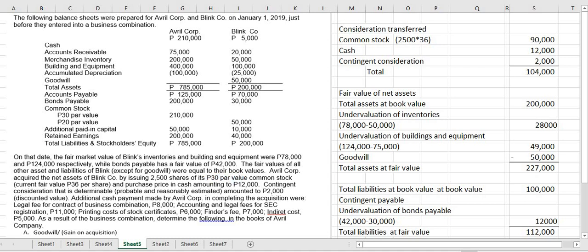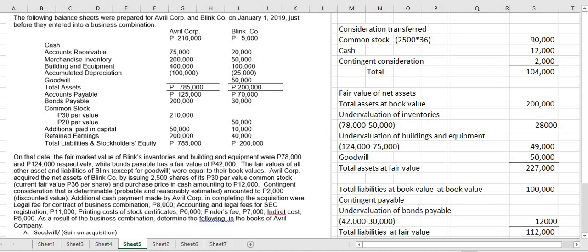So Avril acquired the net assets of Blink Company by issuing 2,500 shares of its 30 par value common stock. The fair value is 36 per share. And a purchase price in cash amounting to 12,000. There is also a contingent consideration that is determinable, probable, and reasonably estimated, amounting to 2,000.